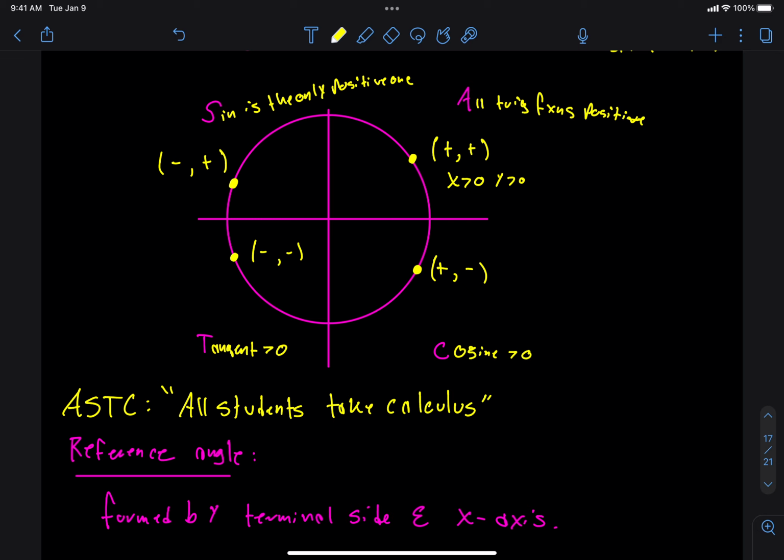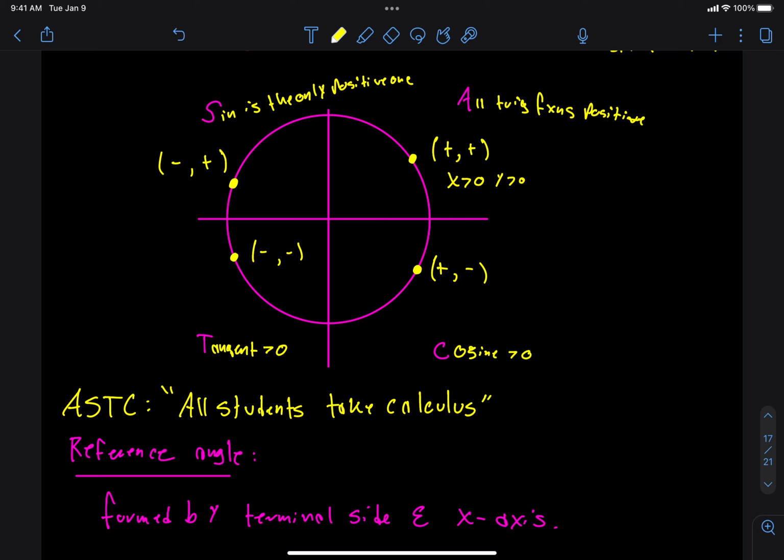Any questions on reference angle? All right, then let's keep on going. So next up, I want to talk about how we are going to deal with angles that are bigger than 360 degrees.